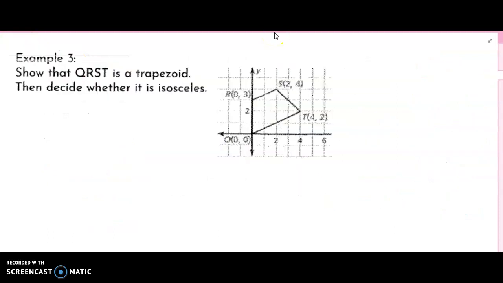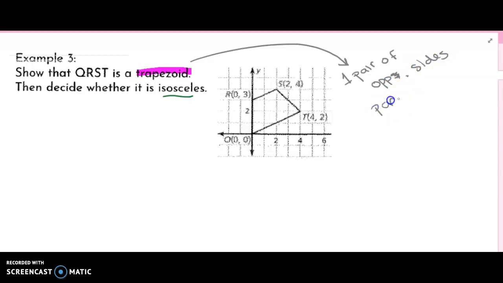All right, let's look at example 3 now. This is the last of them. Now, example 3 wants us to show that QRST is a trapezoid, then decide if it is isosceles. Okay, well, first of all, if it's a trapezoid, that means that one pair of opposite sides are parallel. Okay, one pair of opposite sides are parallel.